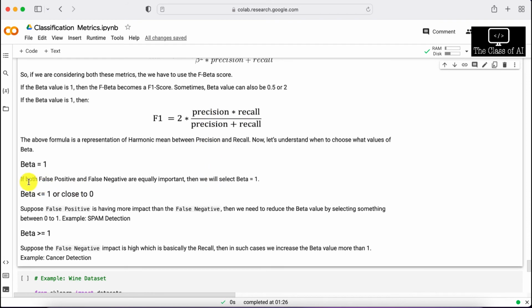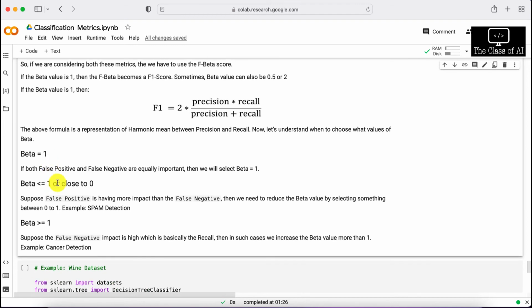So if both false positive and false negative are equally important in the model, then we have to keep the beta value 1. We can choose the beta value less than 1 or closer to 0 if we consider false positives as having more impact than false negatives. In case of spam detection, false positive is very important, I don't want to miss any email. We can choose this beta less, so we can say F0.5 score. So it will focus more on precision rather than recall.